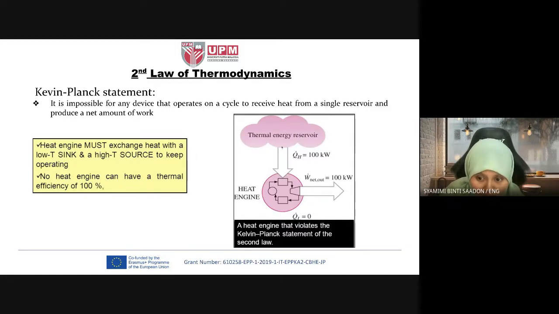Receive heat, produce work. Receive heat means no Q out. No heat engine can have a thermal efficiency of 100%. So we need to reject heat, and the heat engine cannot run at 100% efficiency. A heat engine that violates the Kelvin-Planck statement of the second law, if it exists, would be this type of heat engine.